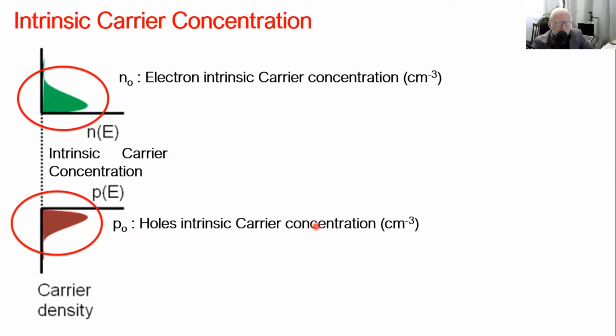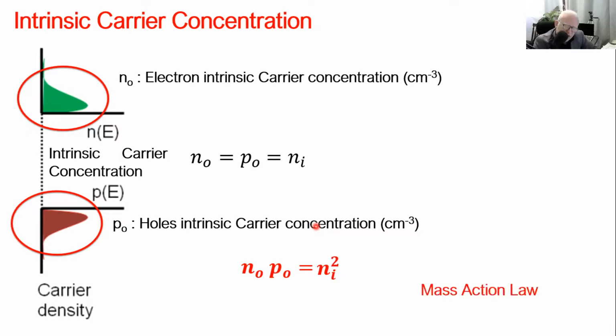And as we mentioned, it makes sense that n0, which is the number of electrons in the conduction band, equals p0, which is the number of holes in the valency band. And we call both of these ni, the intrinsic concentration. Accordingly, we can introduce a very important law, the mass action law, saying that n0 times p0 equals ni squared, because n0 equals ni and p0 equals ni. So n0 times p0 equals ni squared, which makes sense.